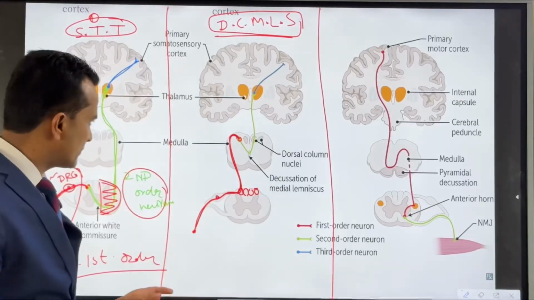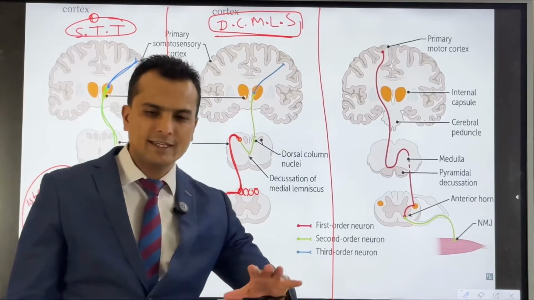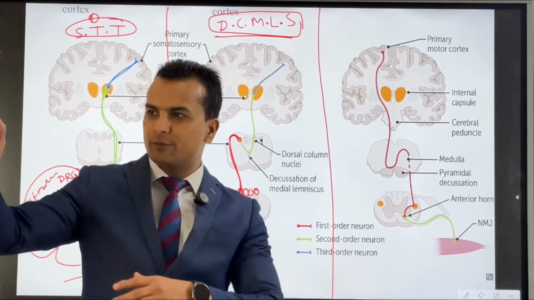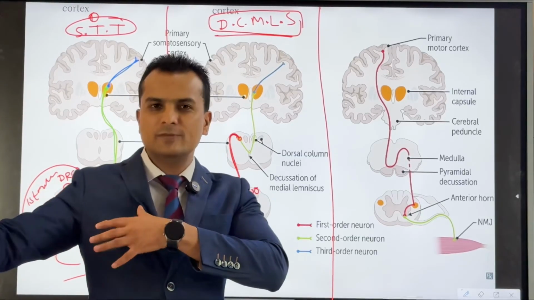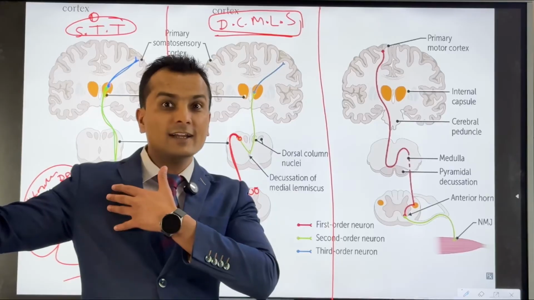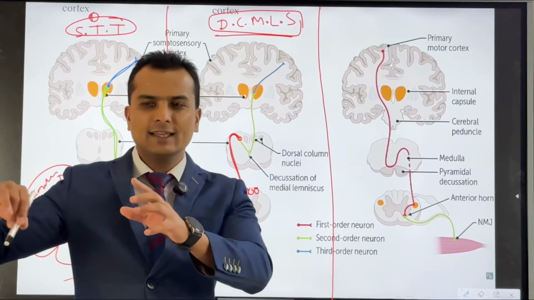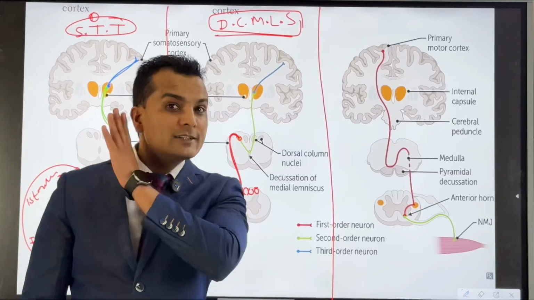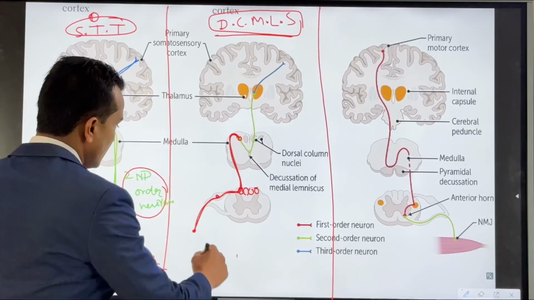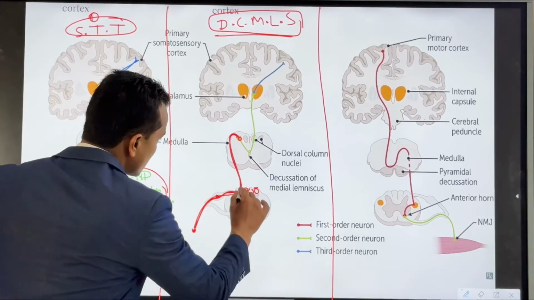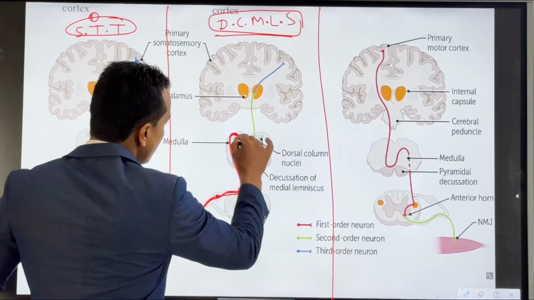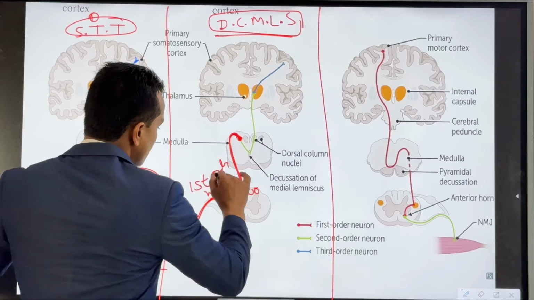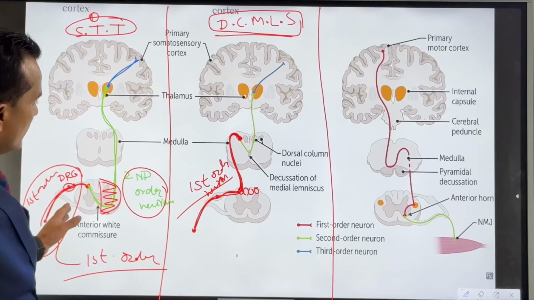So this is very important information: the first order neuron which is taking vibration, proprioception, stereognosis, and fine touch information is entering. Suppose I am touching this pen, this sensation is entering into my spinal cord, and then it's not crossing to the opposite side in the spinal cord. It enters the spinal cord and ascends on the same side, ipsilateral, and it's going to synapse in the ipsilateral medulla. You can focus here, please. Look, this is the first order neuron, now it's synapsing in this nucleus in the ipsilateral medulla.